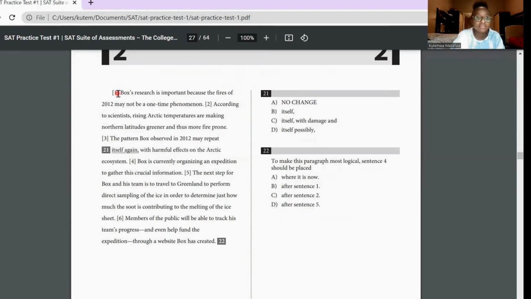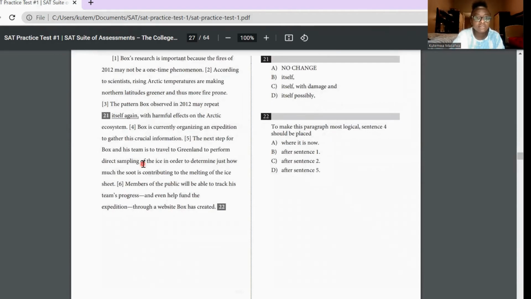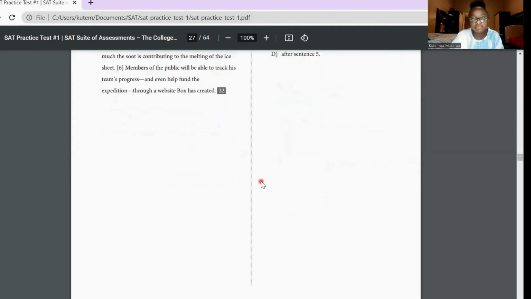Okay, so let's look at after sentence 1. Box's research is important because the fires of 2012 may not be a one-time phenomenon. No. After sentence 2, according to scientists, rising Arctic temperatures are making northern latitudes greener and thus more fire prone. No. Then D after sentence 5. The next step for Box and his team is to travel. I think that's enough, right? Talks about an expedition. Where is it? Okay, to travel to Greenland and perform direct sampling over the ice in order to determine just how much the soot is contributing. Okay, that's enough information for us.